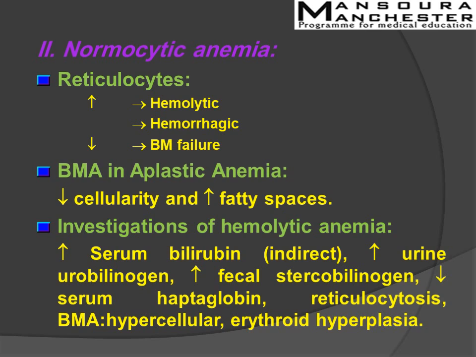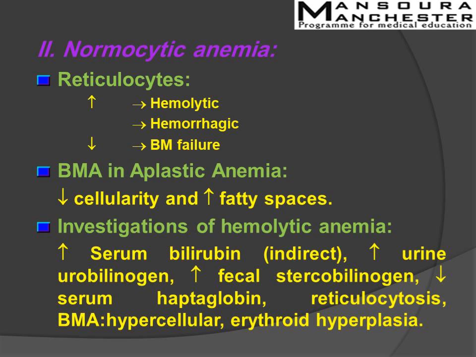Okay. In cases of normocytic anemia, I have to request a reticulocyte count. I may go for a bone marrow aspirate to rule out or to confirm aplastic anemia. In this case, we may see a decrease in the cellularity of the bone marrow, decreased or suppressed hematopoietic cells with an increase in the fatty spaces.